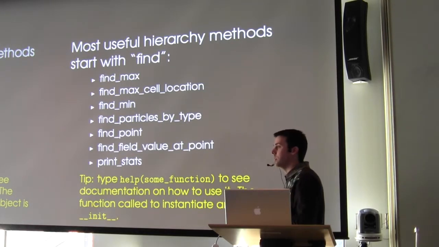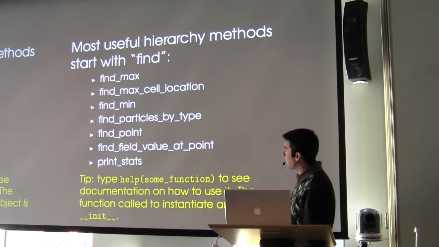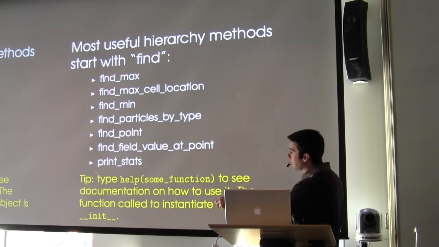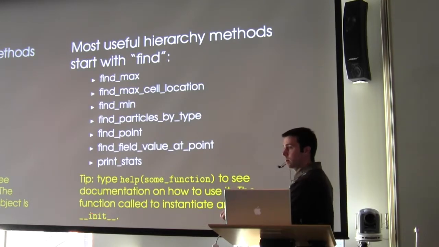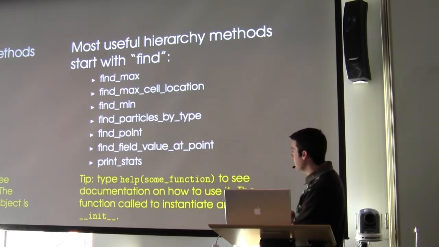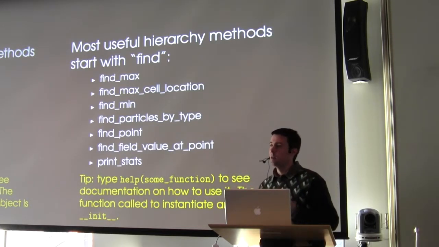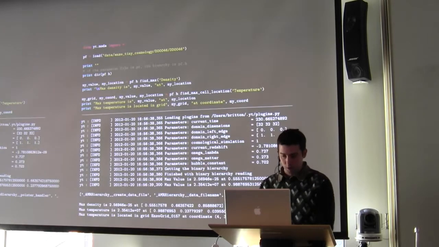And if you need to instantiate an object in YT, what you want to look for when you type help is the function called underscore underscore init underscore underscore. That is the function that is called for any object to instantiate it, and it will tell you the arguments to give, et cetera.